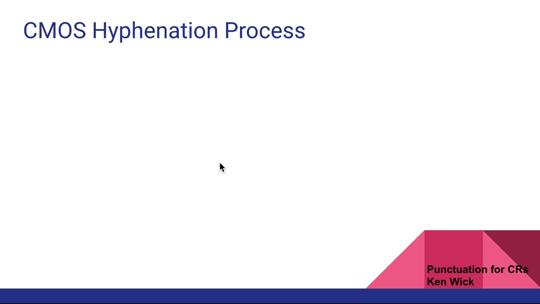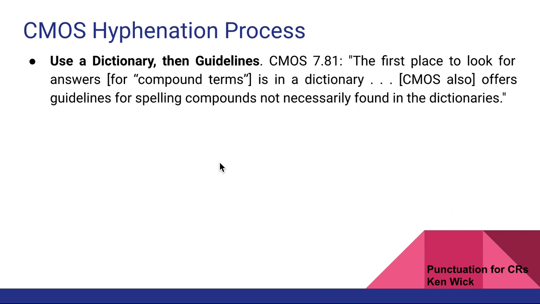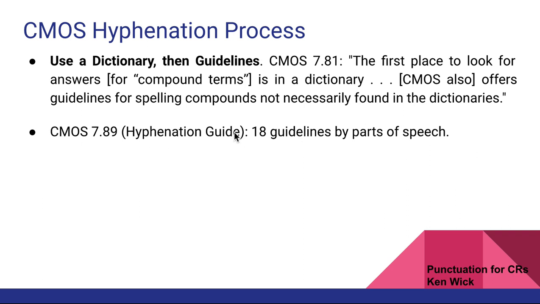So what about Chicago Manual of Style? Well, it says use a dictionary, then guidelines. It says the first place to look for answers for compound terms is in a dictionary. CMOS also offers guidelines for spelling compounds not necessarily found in the dictionaries. CMOS 7.89 is the hyphenation guide, and it provides 18 guidelines by parts of speech. So once again, similar to Gregg and Morson's English Grammar, but they don't all match up. You'd think they would, but they don't, meaning the different parts of speech that they list.